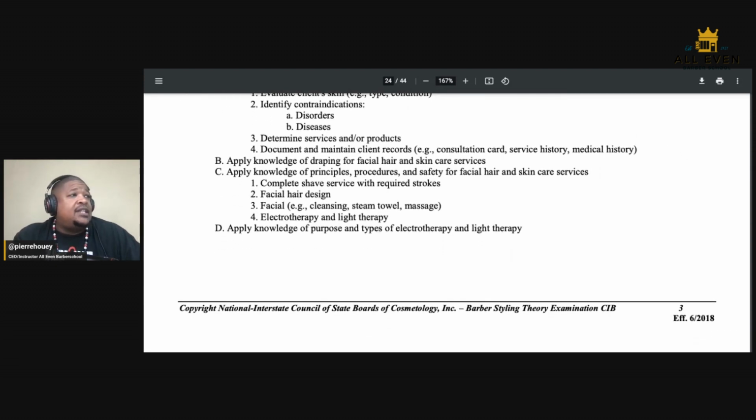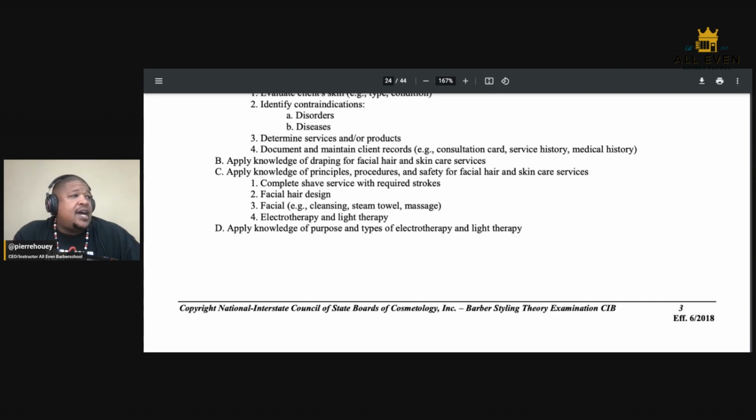Okay. B, apply knowledge of draping for facial hair and skincare services. Same thing as the previous domains. Draping is pretty similar for most. Okay. All right. What else we got? C, apply knowledge of principles, procedures, and safety for facial hair and skincare services. Completing a shave service with required strokes. 14 of them. Now you can't forget.